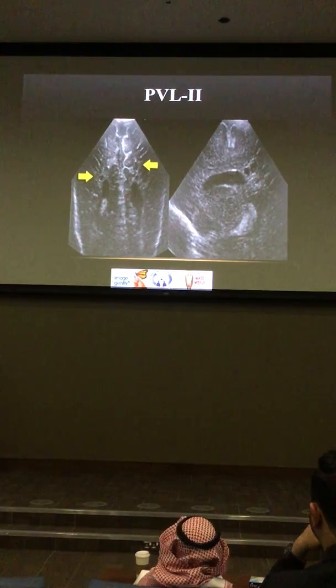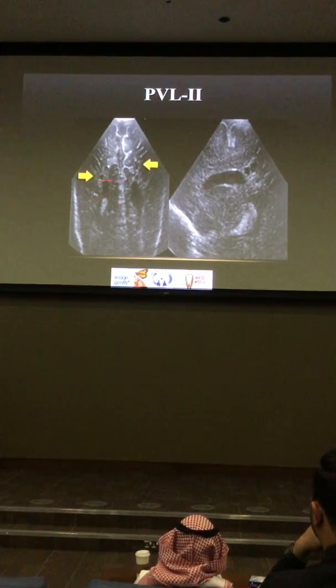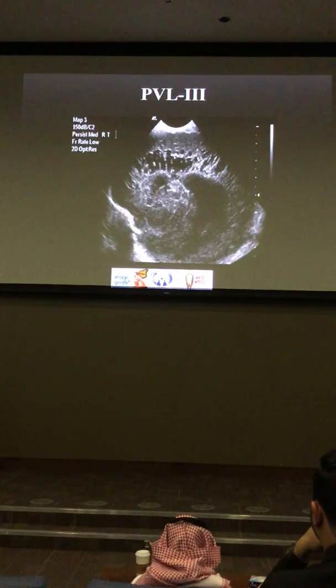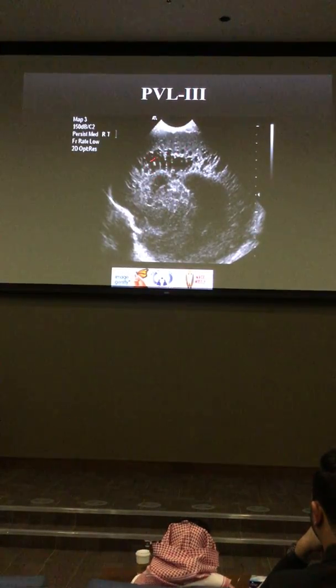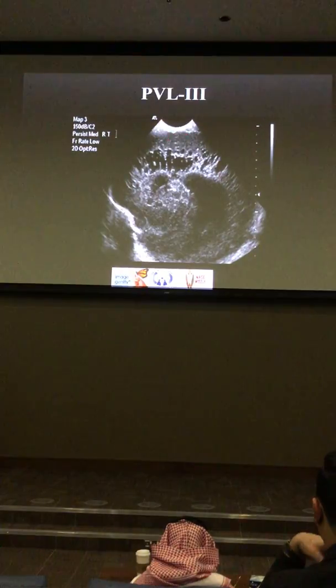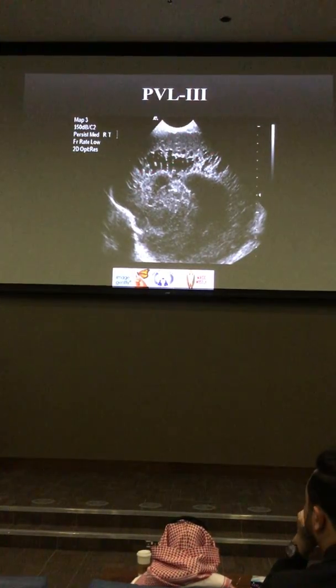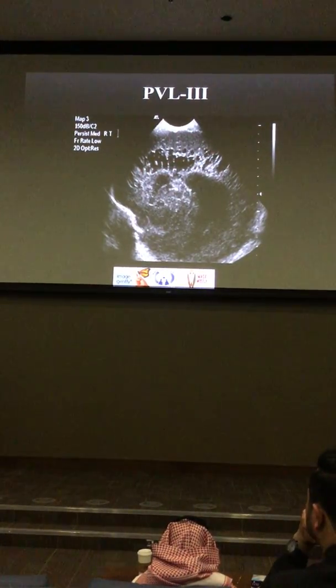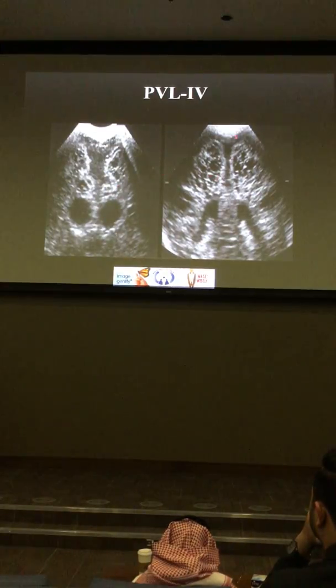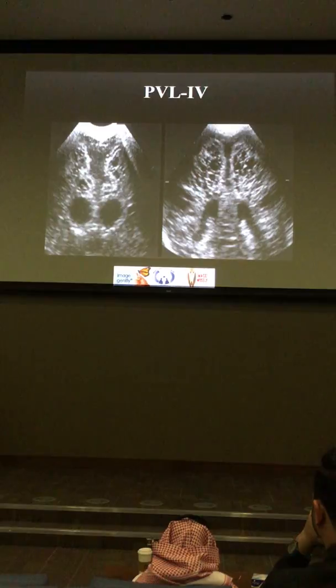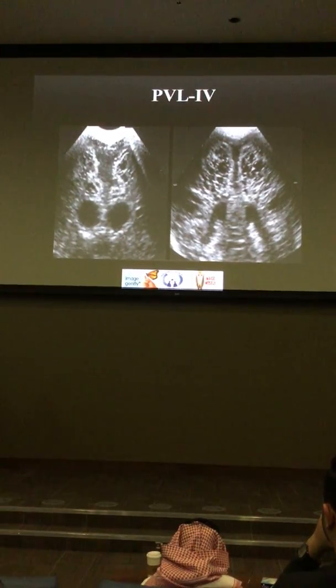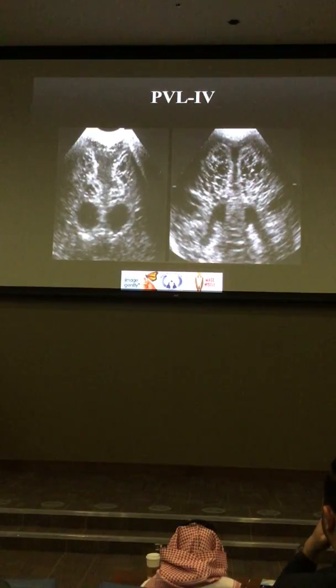Grade 2, when this echogenicity turns into microcystic changes, and this has more extension, but still the cortex is preserved, so this is kind of grade 3 PVL. And grade 4, we have extension all the way to the cortex. This is grade 4, extensive, very bad PVL of this child. PVL has many reasons. Most of the time it's hemodynamic problems, but sometimes it will be infections and so on.